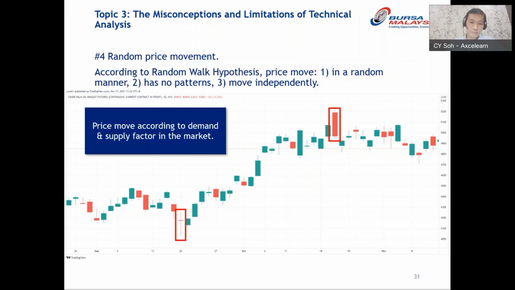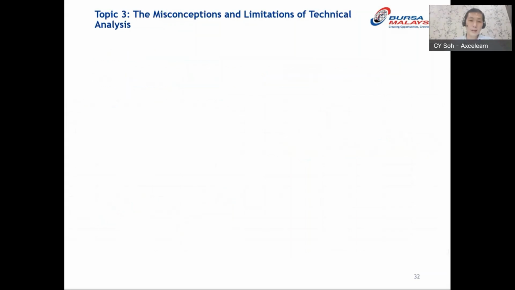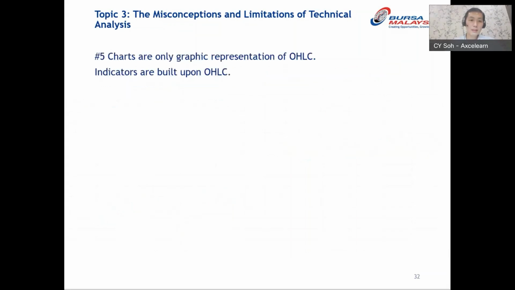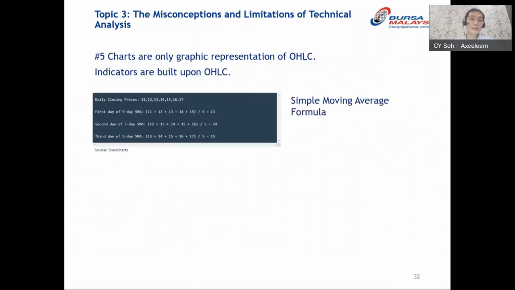So the random walk is actually a counter argument for technical analysis. Another limitation of technical analysis is that you need to understand price is actually only a graphic representation of your opening, high, low, and close. And most of your indicators, in fact all indicators, are built upon these four prices: opening, high, low, and close.